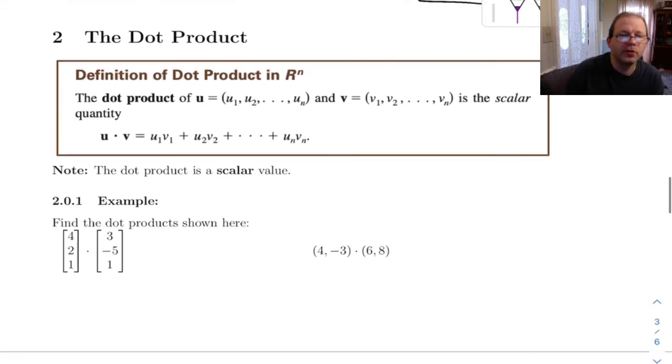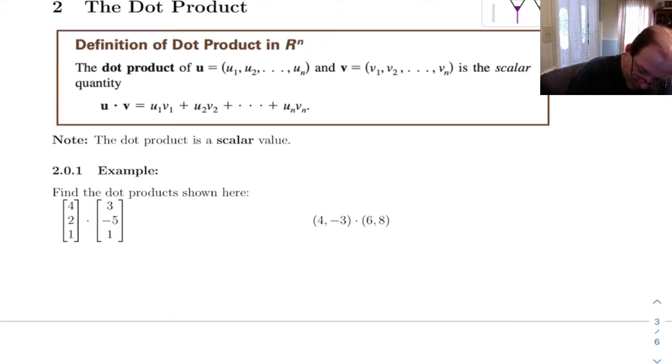And dot products, you can use it with two vectors. They can be column vectors, row vectors, or one of each. It doesn't really matter. But for this first example, the dot product of these is going to be 4 times 3 is 12, plus 2 times negative 5 is negative 10, plus 1 times 1 is 1. So you wind up with 13 minus 10 is 3.